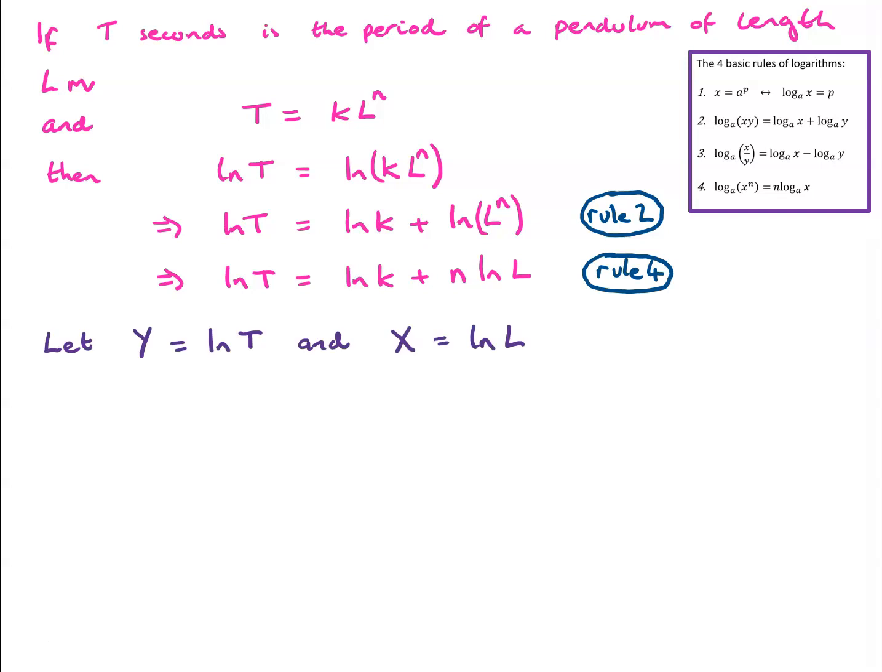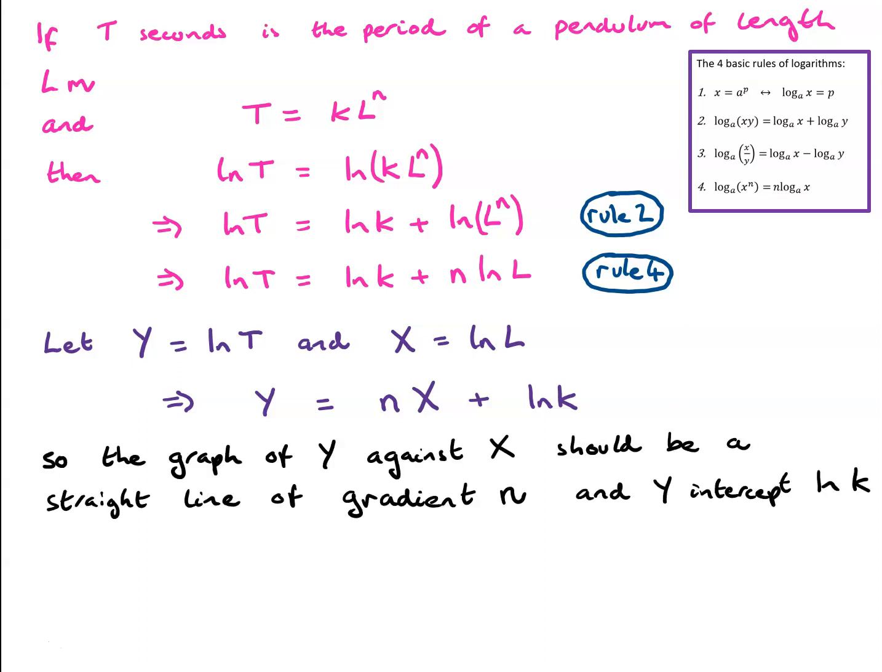If I now substitute y for the natural logarithm of t and x for the natural logarithm of L, then I've got the relationship y equals n times x plus the natural logarithm of k. And that tells me that if I draw a graph of y against x, I should get a straight line of gradient n and y-intercept the natural logarithm of k.